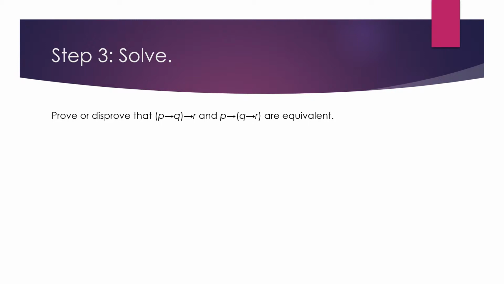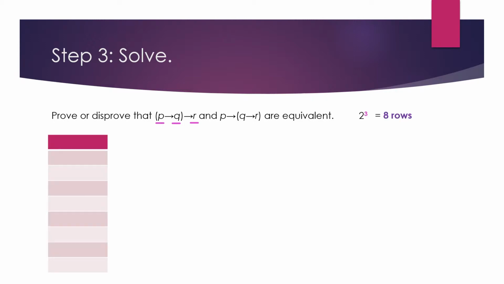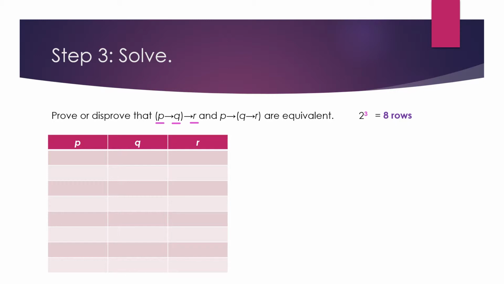Alright, now I am to the fun part where I get to solve. And because I already made up a pretty detailed plan, this should be easy. I know that I have 3 propositional variables, which means my truth table will have 2 to the 3rd, or 8 rows. This is not including the top row that will list the propositional variables and compound propositions. Next, I can create and title my columns, beginning with my propositional variables. I need a column for P, for Q, and for R.